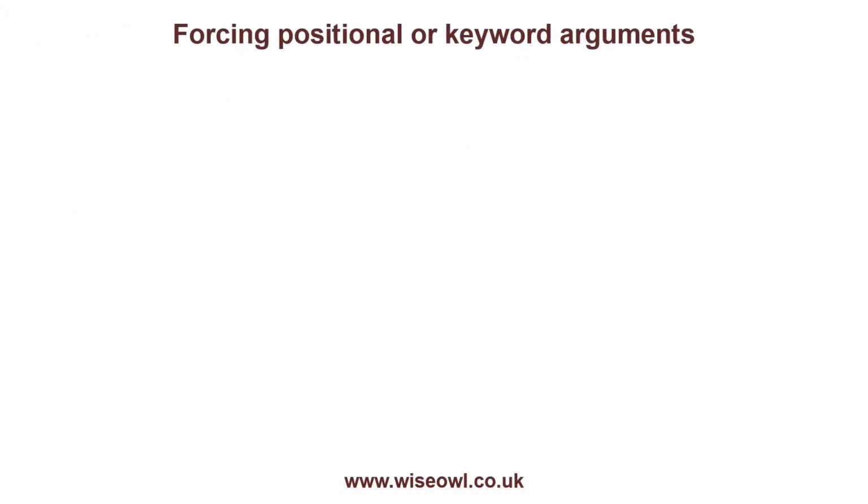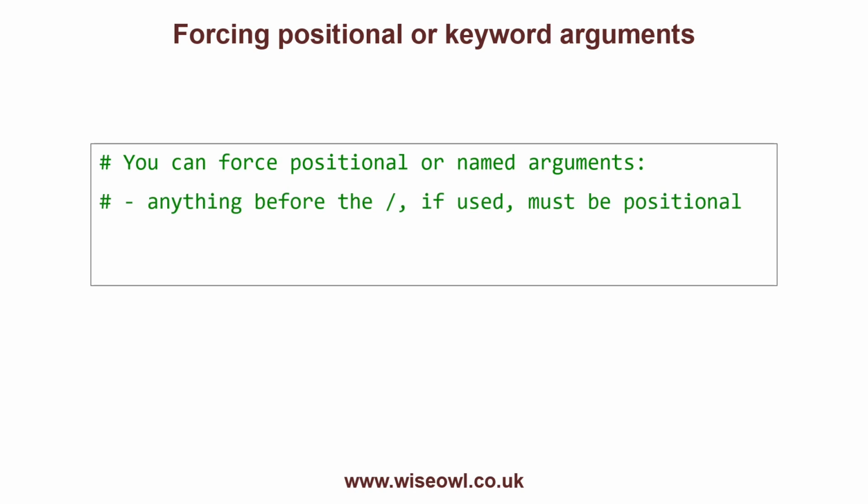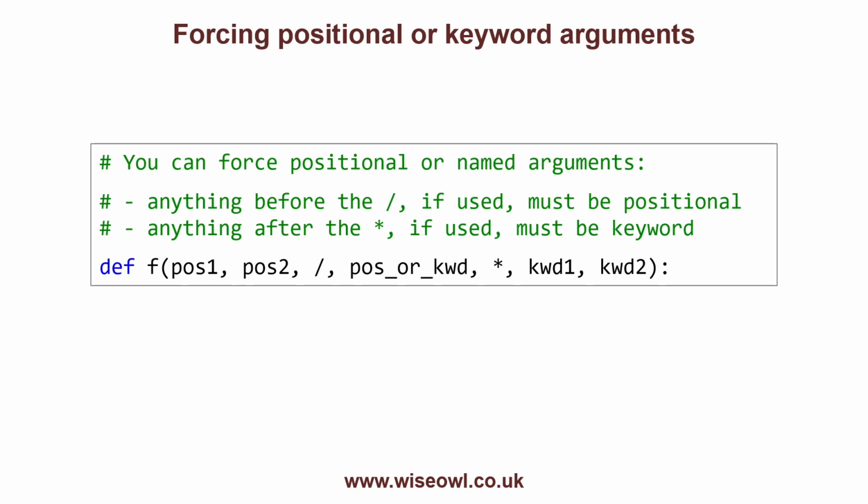When you're specifying arguments in a function, you can force your user to use them either positionally or by keyword. And here's how this works. If you specify a / as an argument, then any arguments specified before that in the list must be passed in positionally. And if you specify a star or an asterisk, then any arguments after that must be passed in by keyword. So here's what this might look like for a complicated example, admittedly.